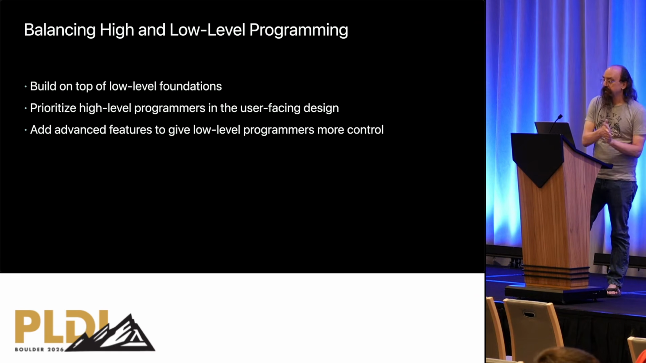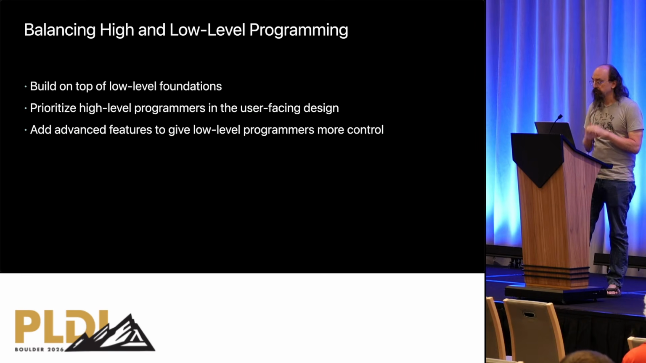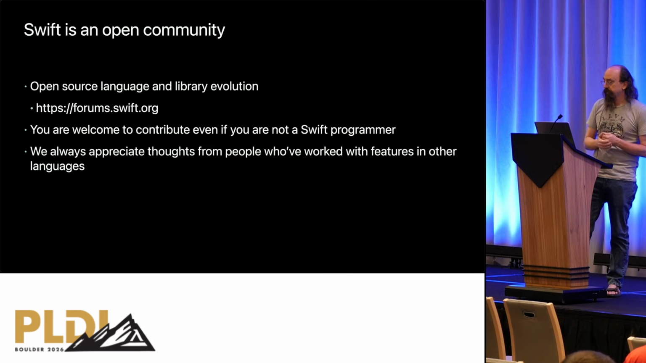High-level and low-level programmers need different things from a programming language, but that doesn't mean you can't appeal to both at the same time. What you do is you build the foundations of the language with low-level programmers in mind, but hide those details by default so that users don't always have to worry about them. Advanced programmers can be supported with more narrowly targeted features that reveal the underlying model.